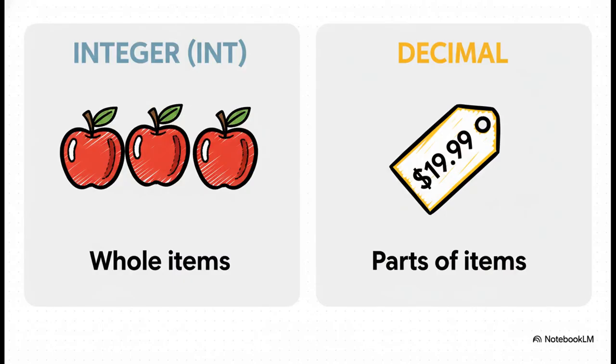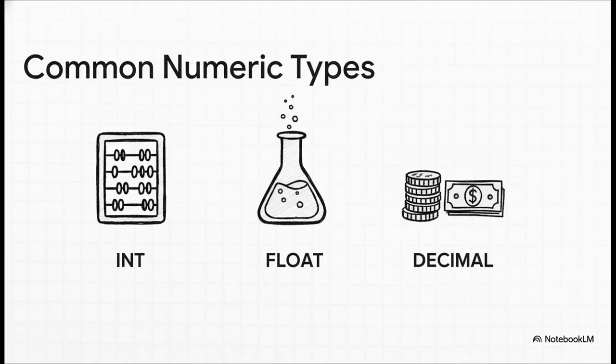Now with numbers, there's one really important split you need to understand. Are we dealing with whole things or parts of things? For counting whole items, like say the number of students in a class, 30, you'd use an integer or int. But for things with fractions, like the price of a product, $19.99, you need a decimal type to capture that extra precision. If we look at the most common types, int is our champion for whole numbers.